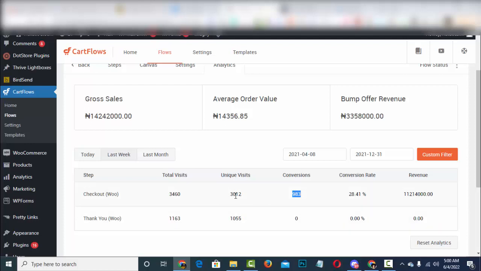Over 3,000 persons landing on the checkout, meaning they clicked from the sales page. They wanted to buy. Now, when they saw the checkout page, they didn't continue to buy. Like, they didn't put in maybe all of their details. They abandoned their cart. Something happened. Only 983 successfully added their details out of 3,000. This should sink in. Now imagine if I was just dwelling on the opt-in of 15,000 people.